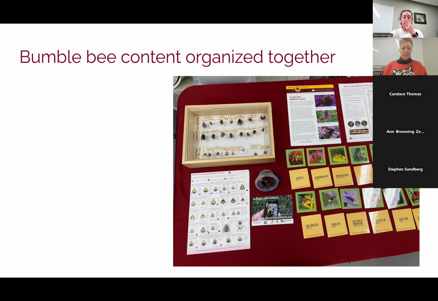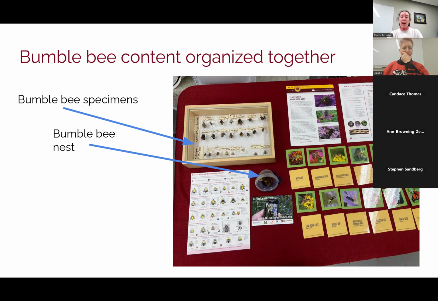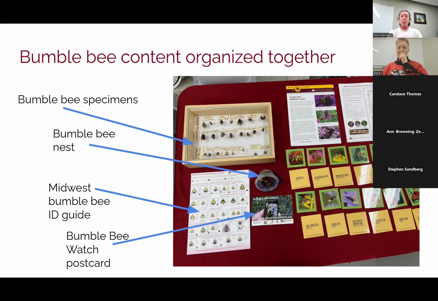In this particular example, I have some of our more specific bumblebee content organized together. So we have a box that has just specimens of bumblebees. We have this little tiny chunk of a bumblebee nest to give folks an idea of what a bumblebee nest looks like. And then a couple of other handouts.